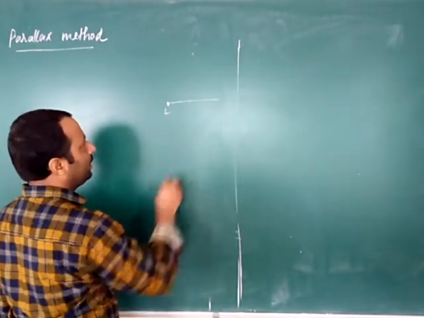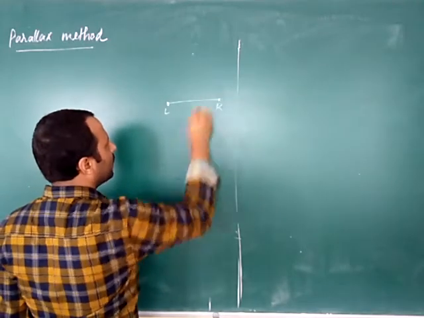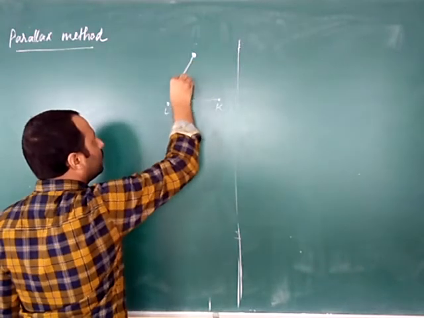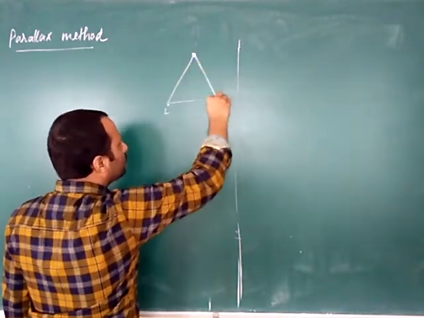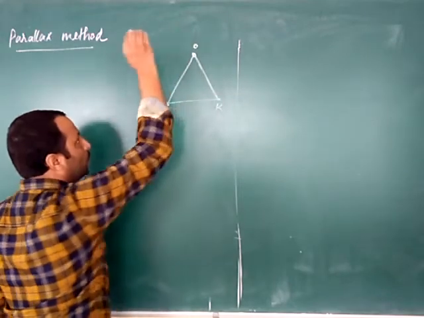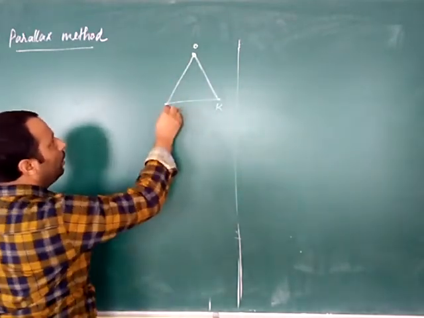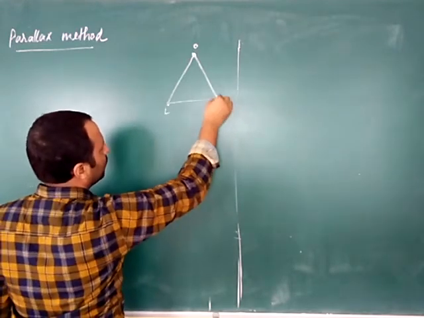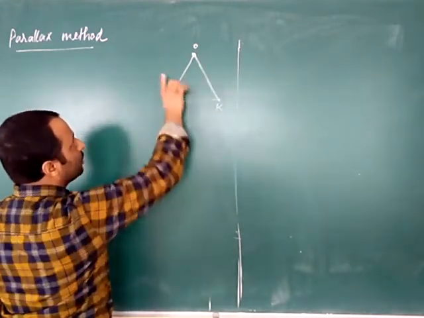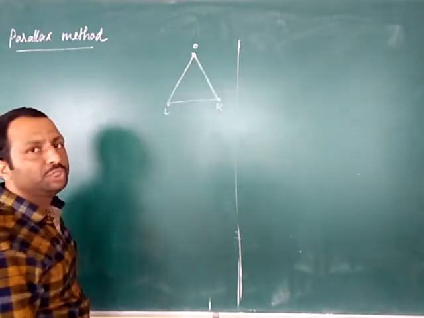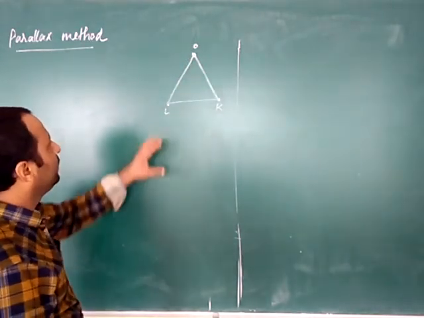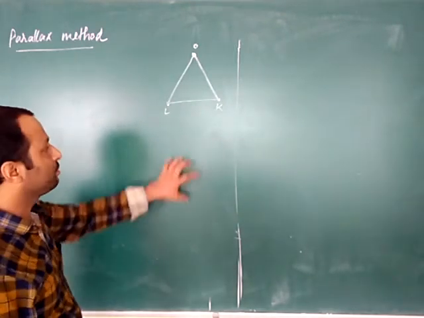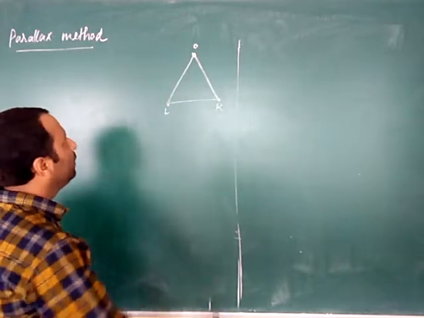L is your left eye and R is your right eye. You are observing an object which is kept at O. If you observe that object with your left eye and after that with your right eye, you will observe a certain change in the position of the object. Such apparent change in the position of an object with respect to the background is said to be a parallax.